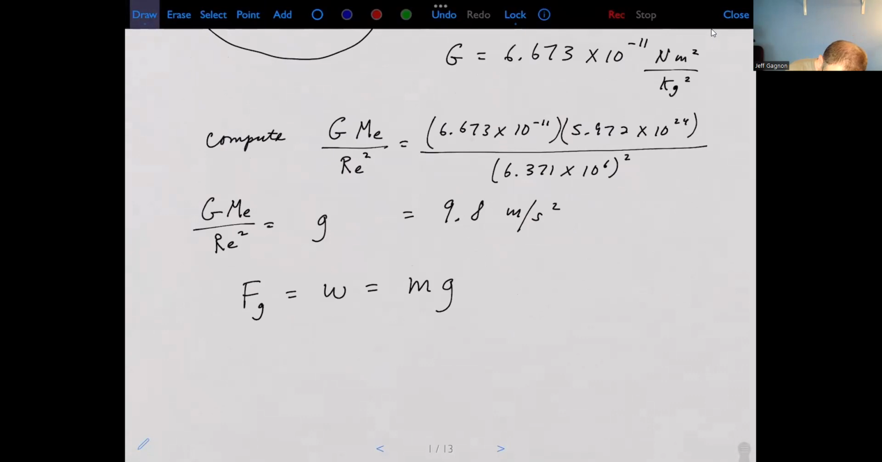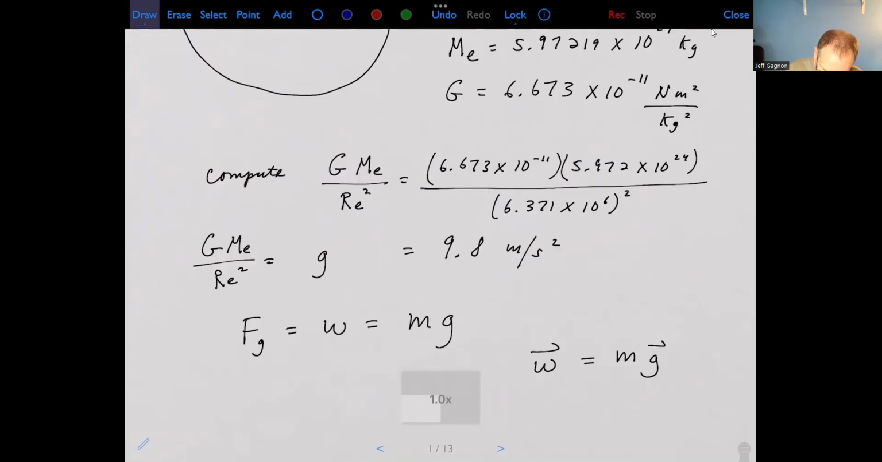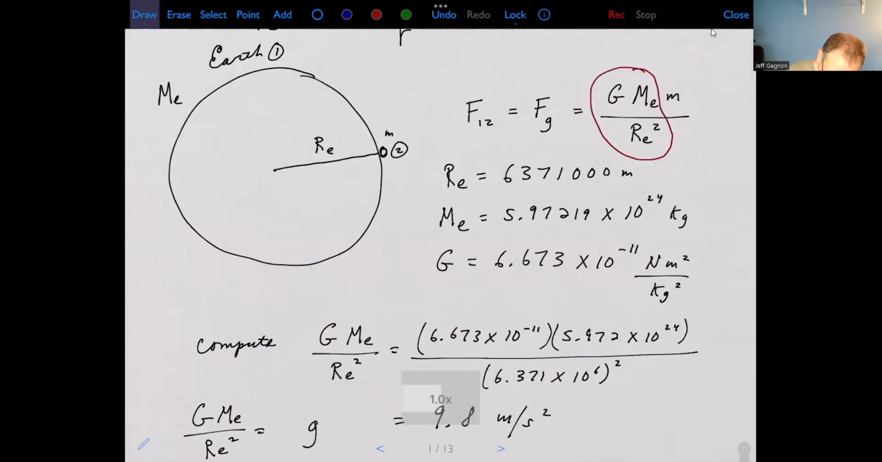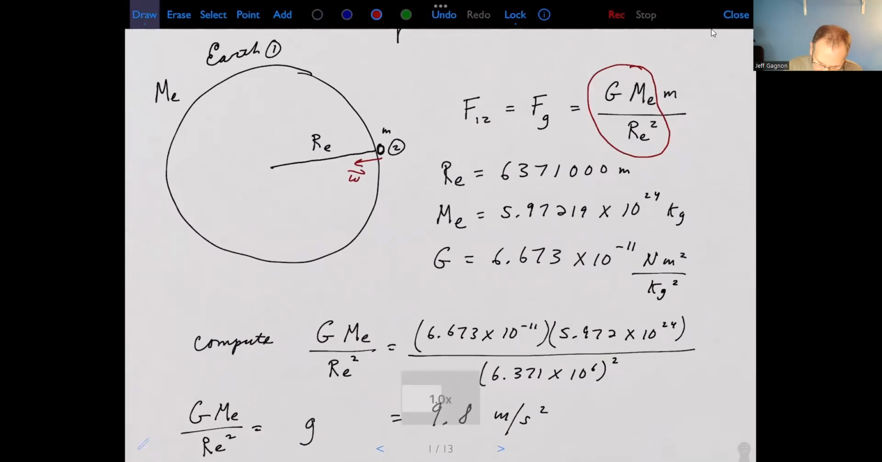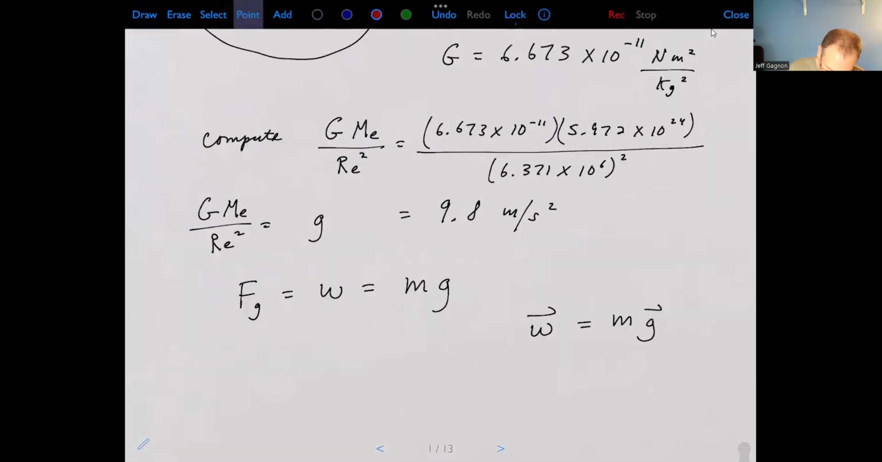These are really vectors, so this is really a vector. And where does it point? Because the gravitational force is always attractive, it's going to point towards the center of the Earth. So the weight points down towards the center of the Earth. But in terms of the magnitude, it's simply equal to mg. So the weight is equal to mg, and we'll use that a lot throughout this class.